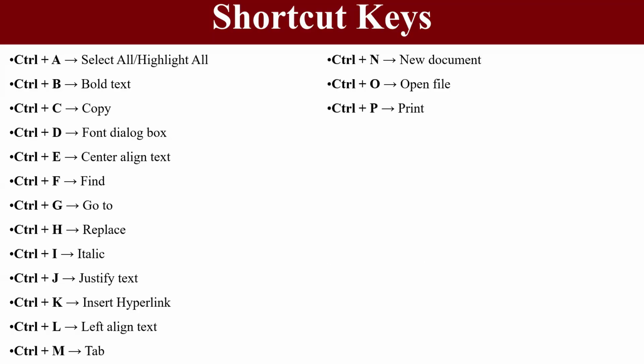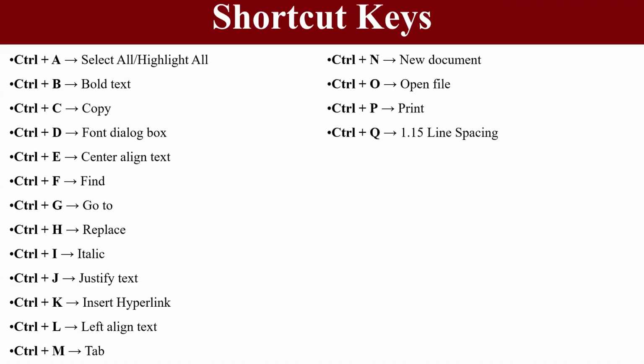Then this Control P, it's print. It's used to print. Whenever you want to print a document or a letter, you will click on Control P. It will take you to a place where you select your printer. You click on how many copies you want that printer to print out.